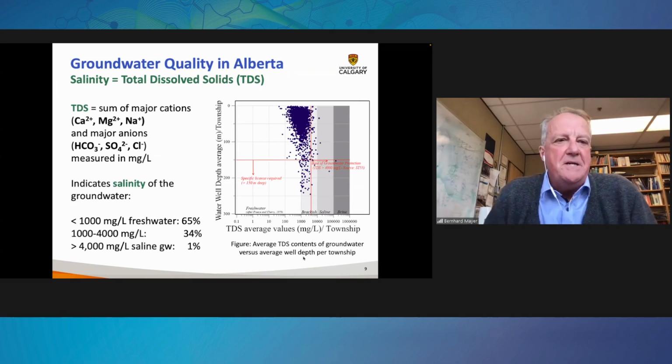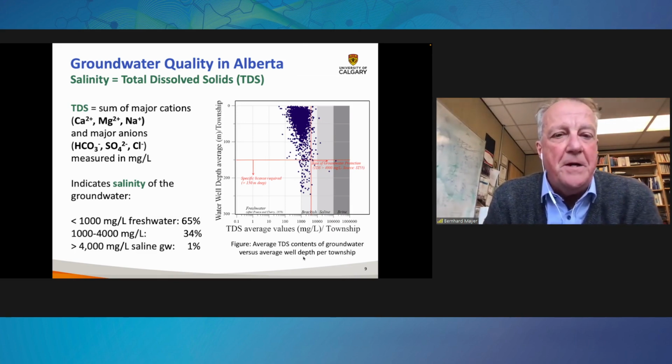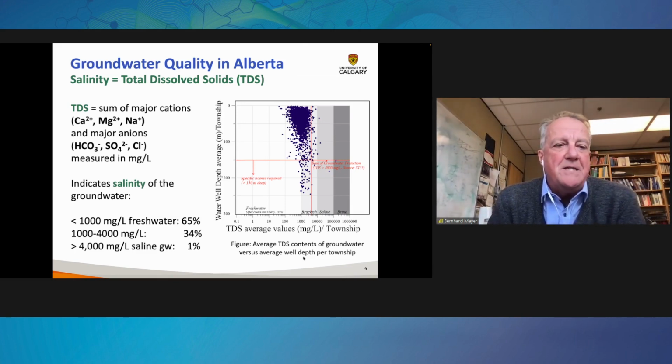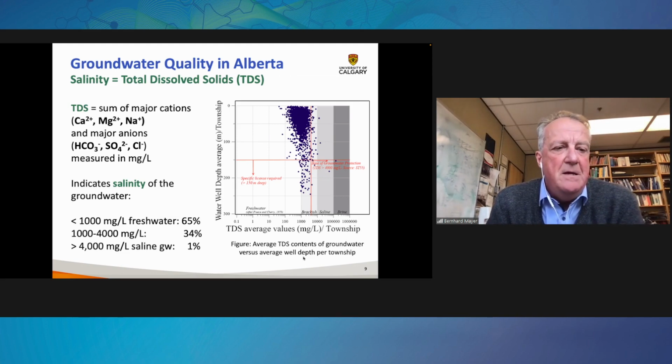What we can use this information for is to determine the salinity of groundwater, or the total dissolved solids. Total dissolved solids is simply the sum of all major cations and major anions, and allows us to indicate the salinity of the groundwater. By looking at all our samples, we found that about 2/3 of the groundwater in Alberta has less than 1,000 milligrams per liter.